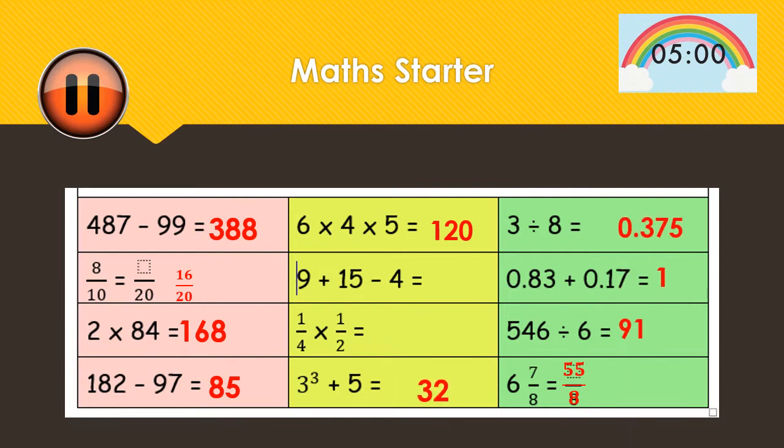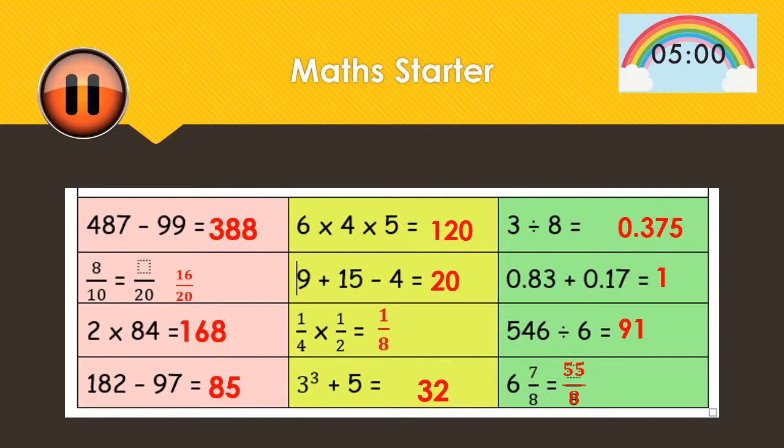6 times 4 times 5. So 6 times 4 is 24, and then 24 times 5. So we can do 24 times 10, which is 240. 24 times 5 must be half of that, 120. So remember, when the operations are the same, we just work from left to right. Now for the next one, 9 plus 15 minus 4. 9 plus 15 is 24. 24 minus 4 is 20.